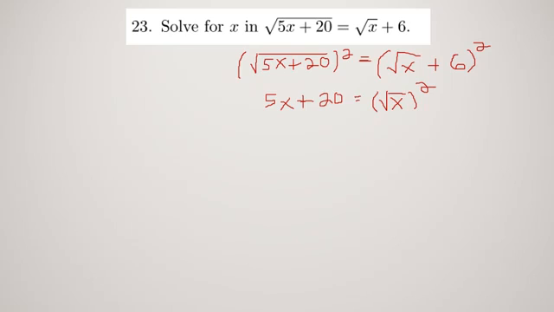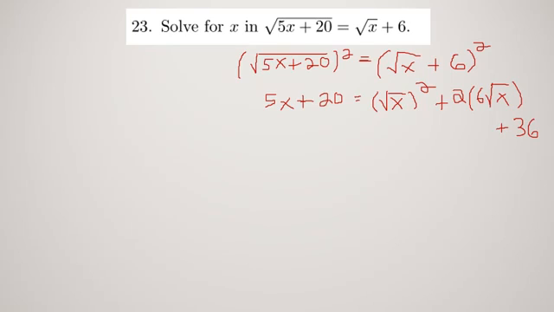Square root of x times 6 is 6 square root of x, diba? Times 2. So, multiply times 2. And then, square ang last term. So, plus 36. 6 times 6 is 36.